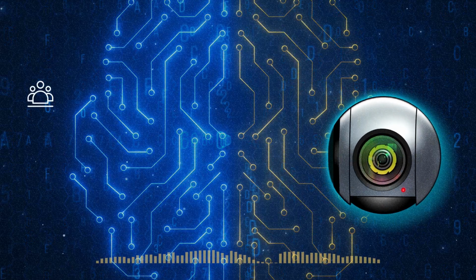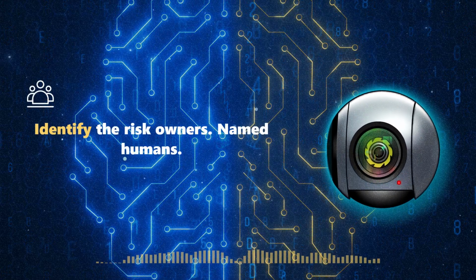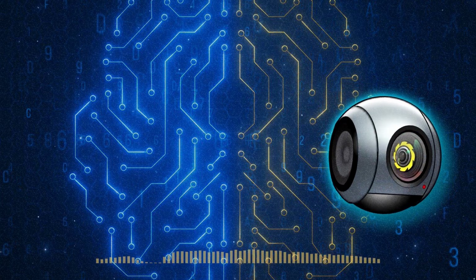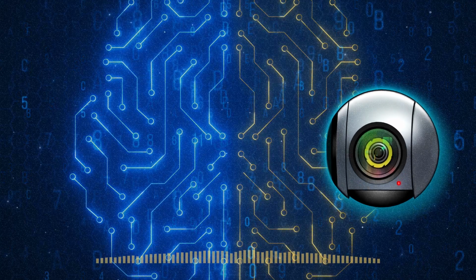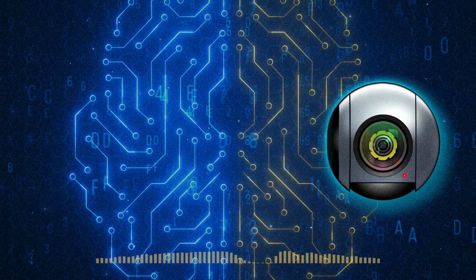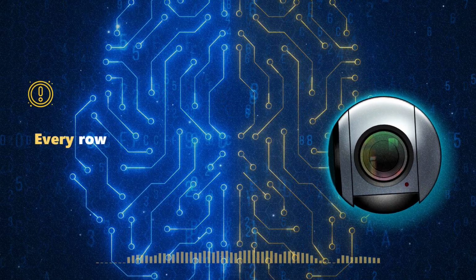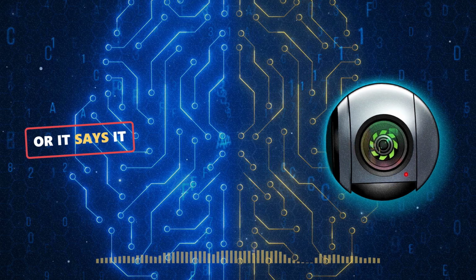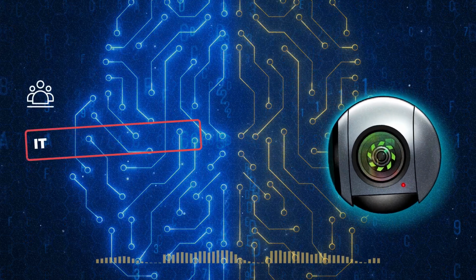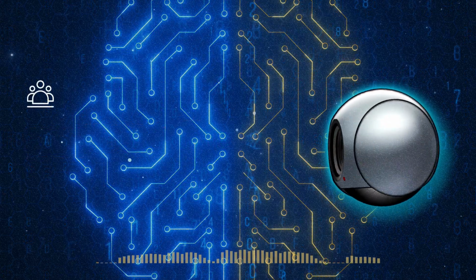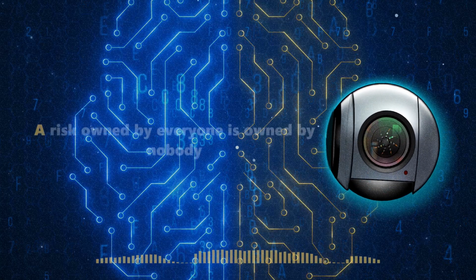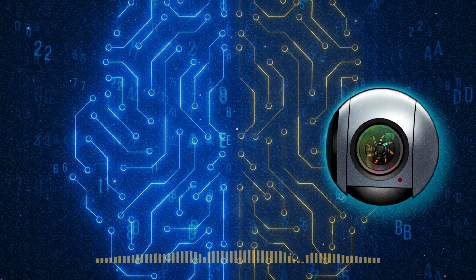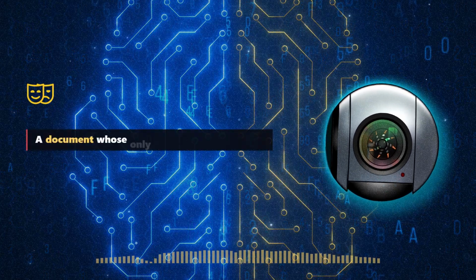Identify the risk owners. Named human, actual people. Here's the most distressingly honest sentence I can give you about ISO 27001. Most risk registers have a column called owner, and every single row says TBD, or my favorite, it says IT. It is not a person. IT cannot be phoned. IT does not lie awake at night. A risk owned by everyone is a risk owned by nobody, and you have built a document whose only function is to be shown to someone once.